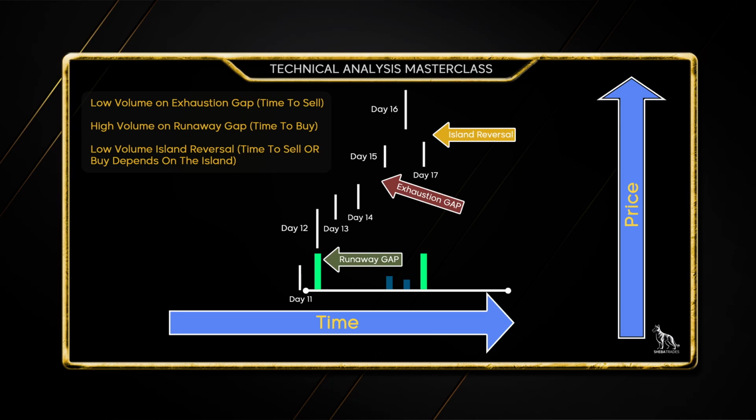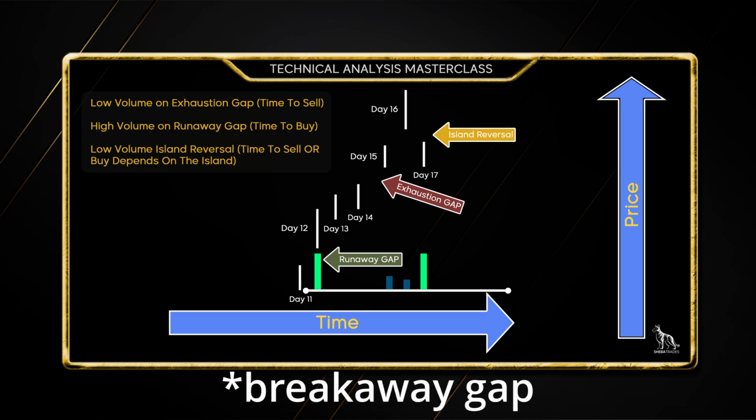And then we see on day 17, we have our island reversal, and we close down with a big spike in volume. And from day 16 to day 17, well, day 16 is the island, right? It's that island that there's very few people on. And then from day 16 to day 17, you gap back down, and that's what's called the runaway gap, right?